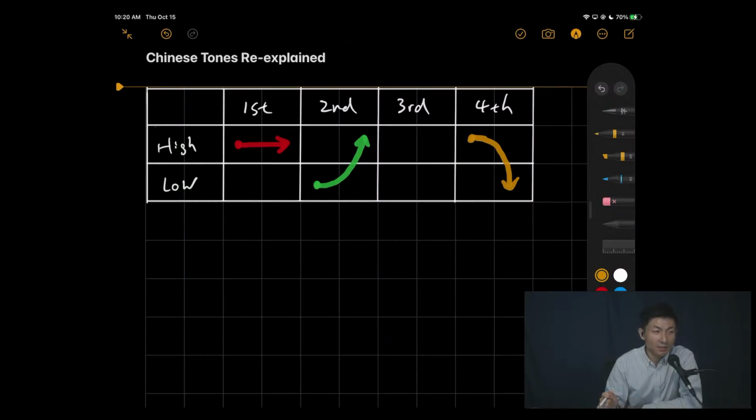We don't have many variables. We only have two variables. One is high pitch, one is low pitch. And the other variable is how it's going to be changing, from low to high, or high to low, or staying high. All right. So what is high? How high is your high pitch?